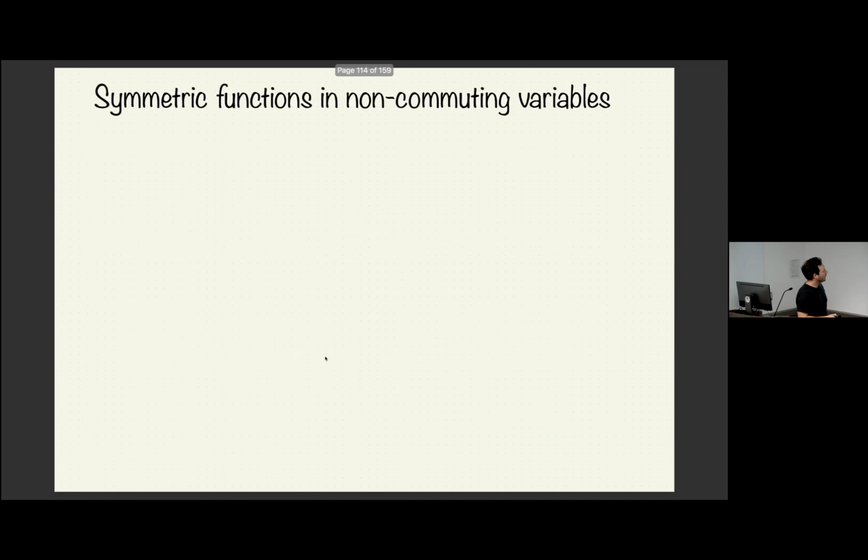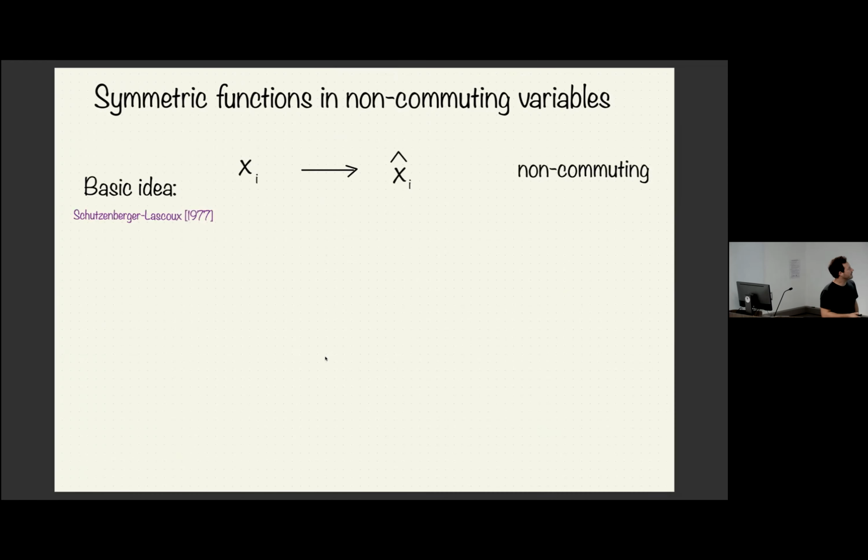Okay, so there's a more general story, which is called symmetric functions in non-commuting variables. It's a big field of math. That's how it's called. Some people call it non-commuting symmetric functions, but that's a bit of a misnomer because symmetric functions themselves are commuting. They just depend on non-commuting variables. So the basic idea is that you have some variables x_i, like we had before, you promote them to something called x_i hat, which are non-commuting. Okay.